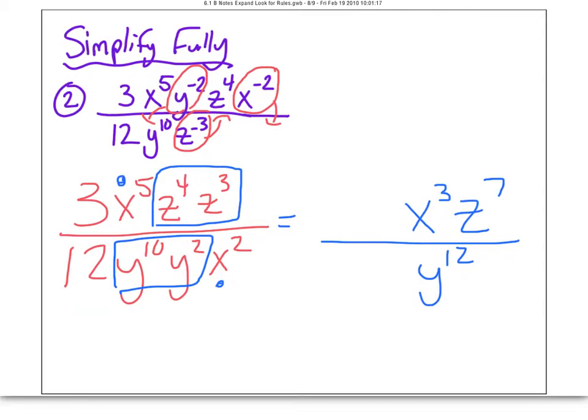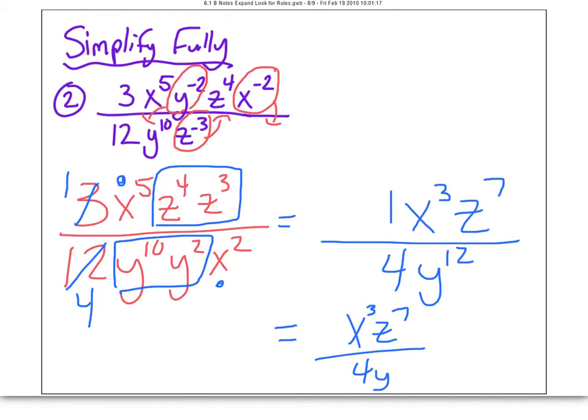The last one, be careful. 3 divided by 12 does not become 4. What you do is you take 3 goes into 3 once, 3 goes into 12 4 times. Notice where the 4 is. It is on the bottom. So keep the 4 on the bottom. Do not put it on the top. There is a 1 up there, but again, technically we don't write that. So what I would write as the final answer would be x cubed, z to the 7th, over 4, y to the 12th.